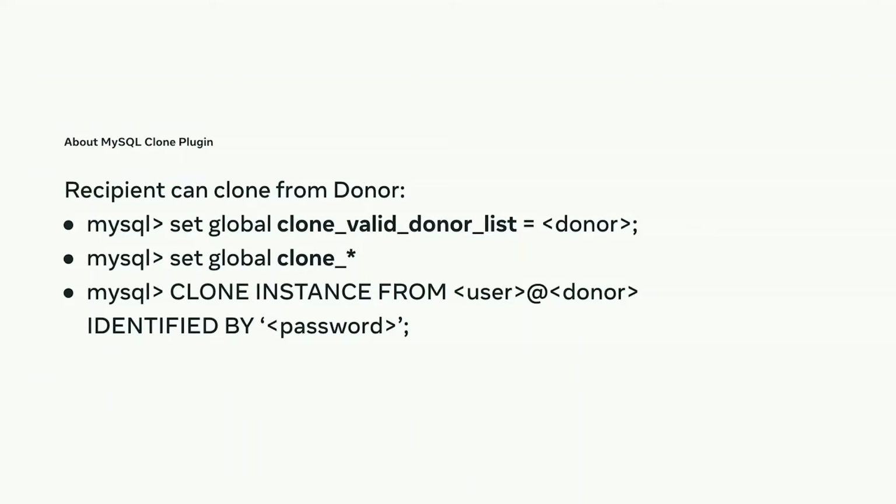MySQL clone can be initiated by simply running the clone instance command from the command line, and the user can configure some settings, like the valid donor list or some global clone-related system variables. After running this command, the clone process will start automatically.